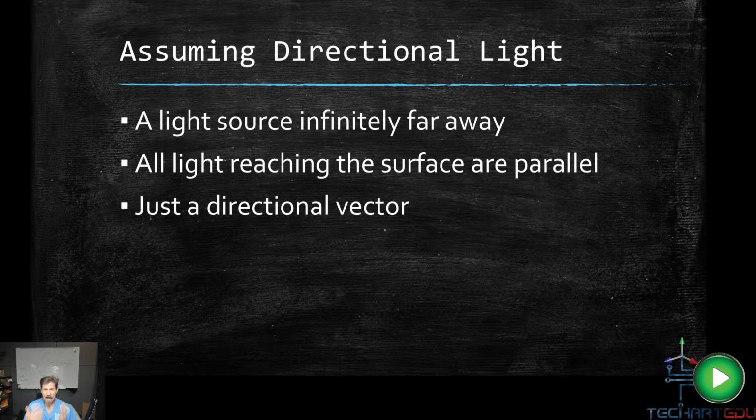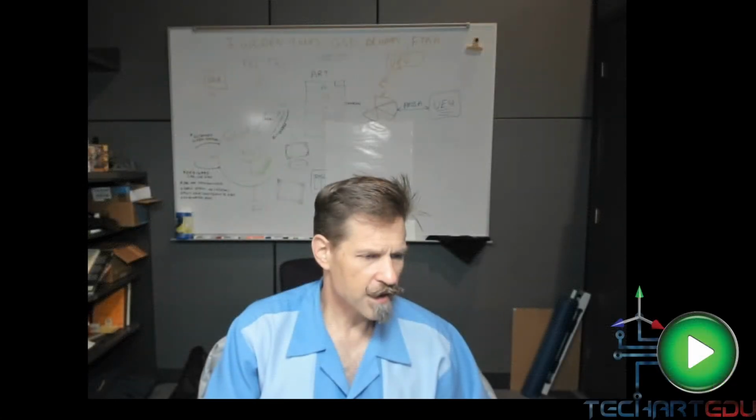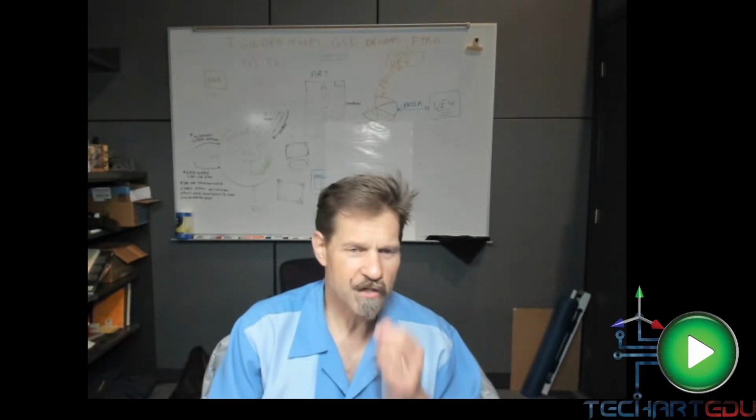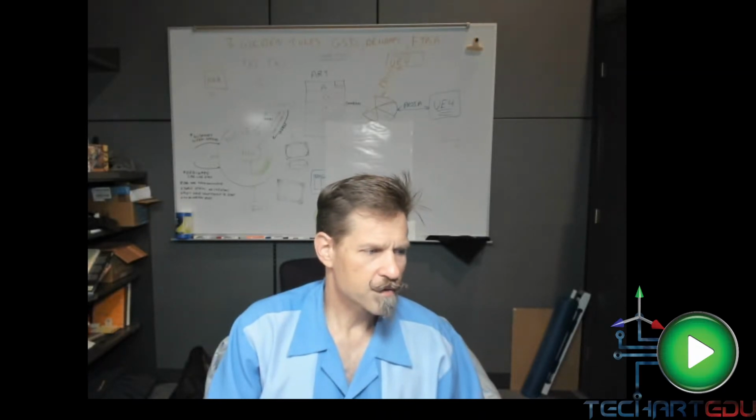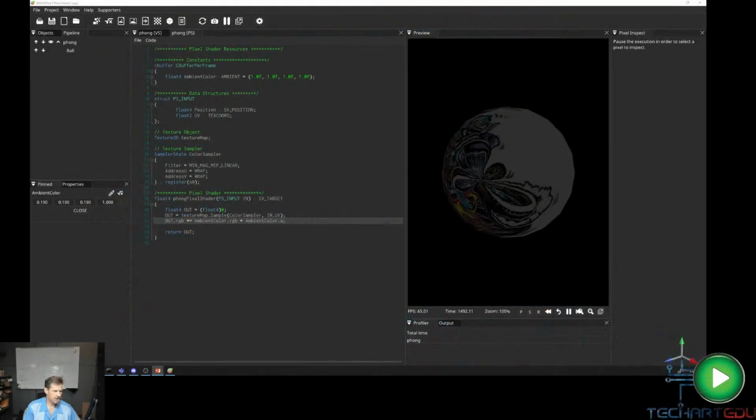All right, now that we've got that working, let's go ahead and implement that into our code here. I'm going to get my ShaderEd here. Okay, we've got our ShaderEd. Now let's go ahead and implement our Phong diffuse shading.